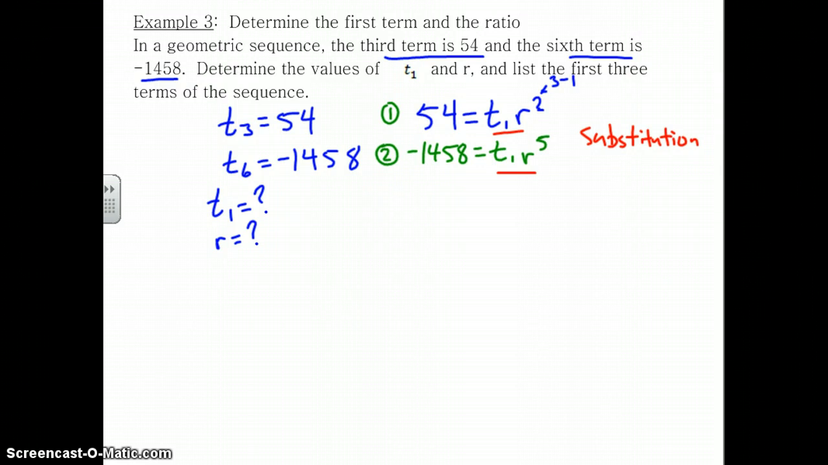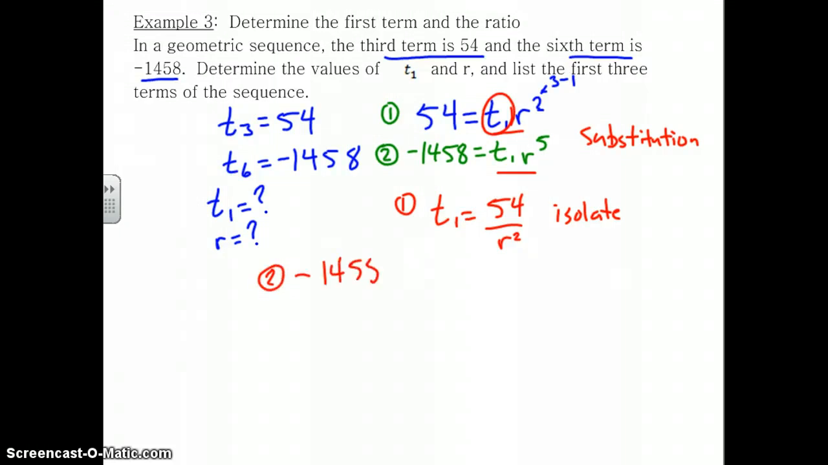So if we look at equation 1, we can get the T1 by itself. So it becomes T1 equals 54 divided by R squared. Okay, so we've isolated it. I'll just write that here. So we isolate, and then we substitute. So let's go to equation 2, and in the spot of T1, we can now put 54 over R squared. And then we multiply by R to the fifth, because it was up here, T1 times R to the fifth.